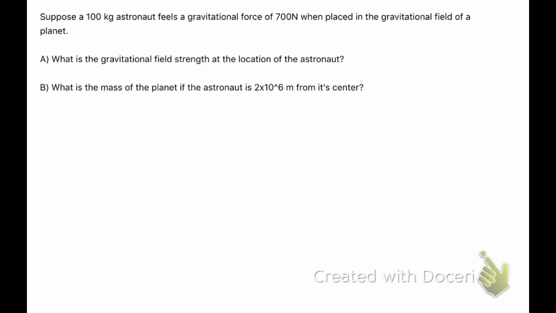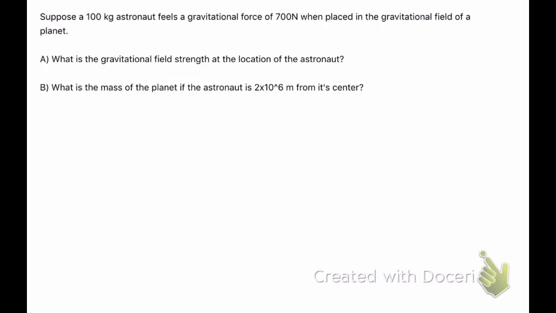Alright, for the next question, we have, suppose a 100 kilogram astronaut feels a gravitational force of 700 newtons when placed in the gravitational field of a planet. We want to find A, what is the gravitational field strength at the location of the astronaut, and B, what is the mass of the planet if the astronaut is 2 times 10 to the 6th meters from its center.